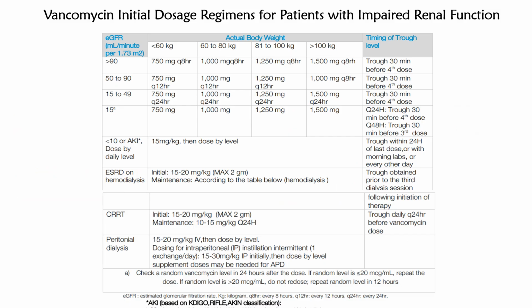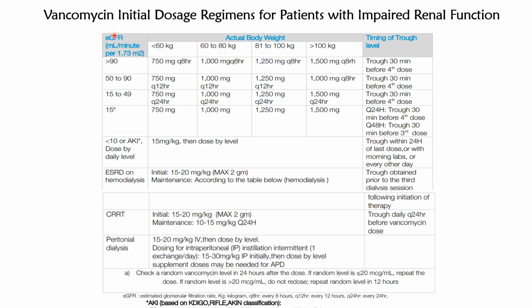So in this slide you can see vancomycin initial dosage regimens for patients with impaired renal function. So in this column you can see the estimated glomerular filtration rate, and here actual body weight of the patient is given. That is less than 60 kg, 60 to 80 kg, 81 to 100 kg and greater than 100 kg. And in this column they have mentioned the timing of trough levels. Trough level means the lowest level of drug in the patient's body.